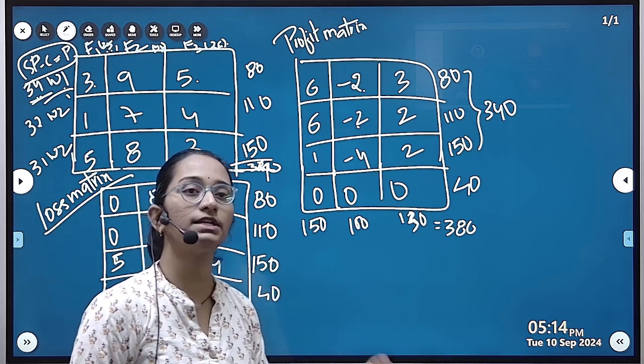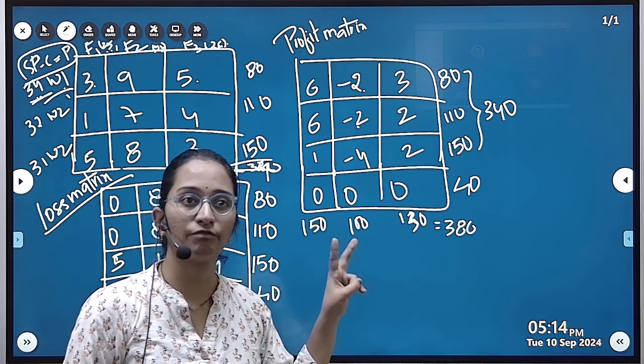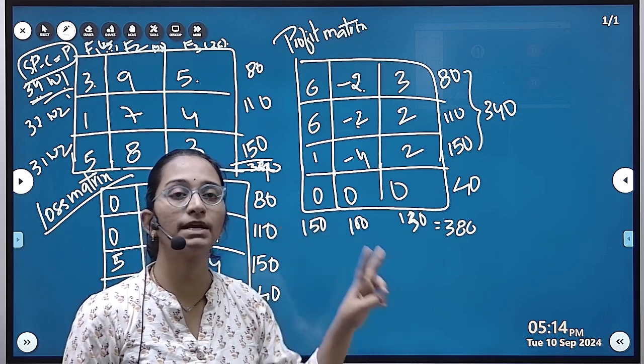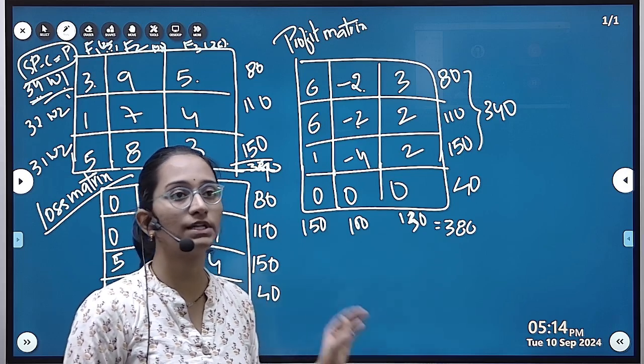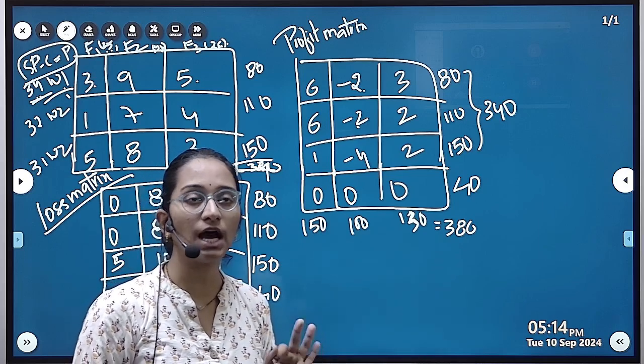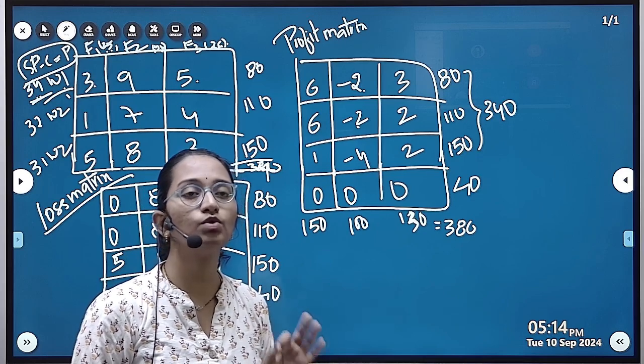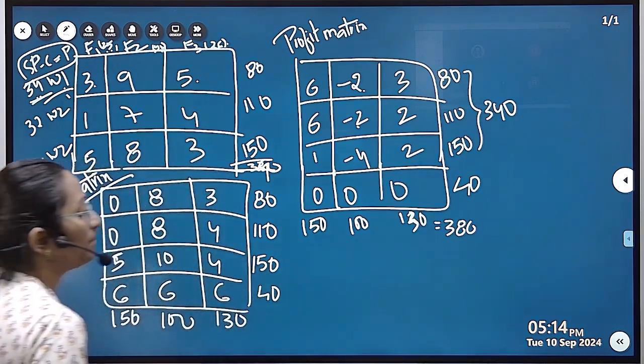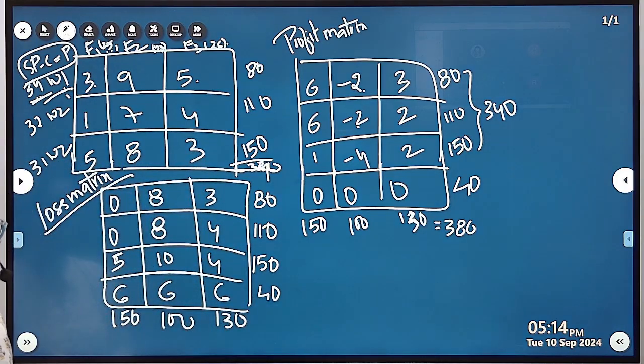Whenever the question gives maximization or a profit matrix, we need to do the loss matrix or minimization matrix. Whenever minimization is asked in the question, we need to do the loss making matrix. Okay, clear?